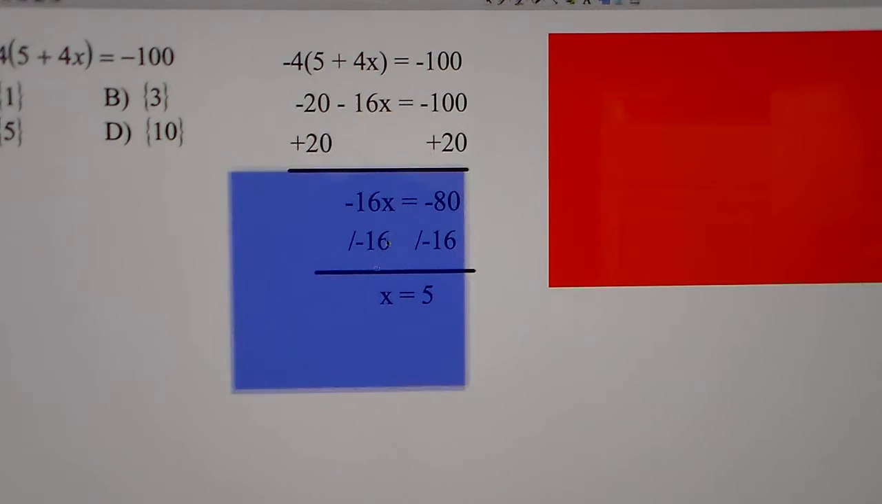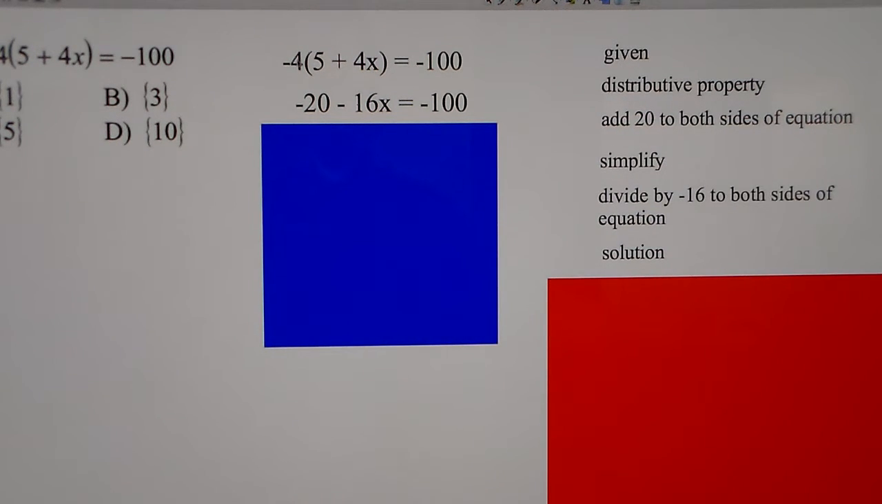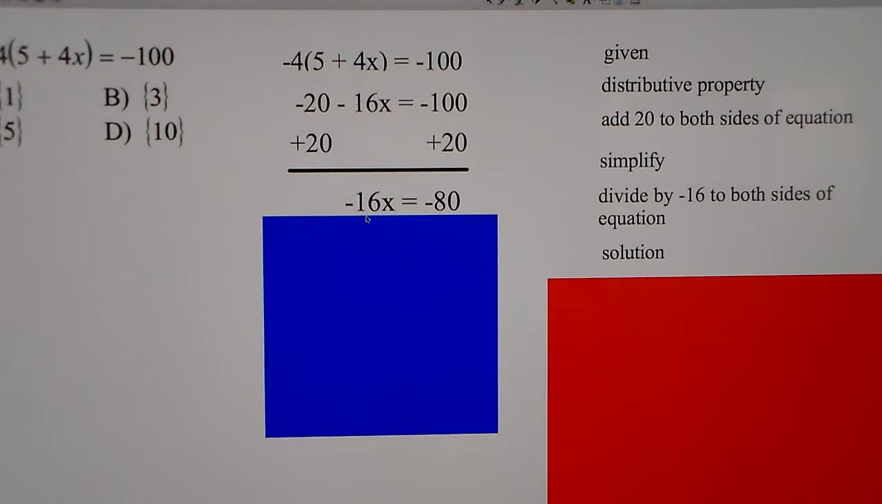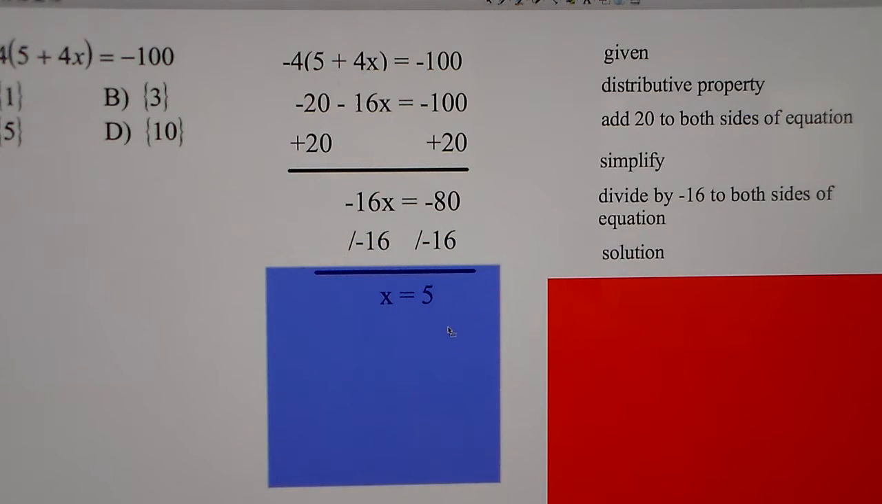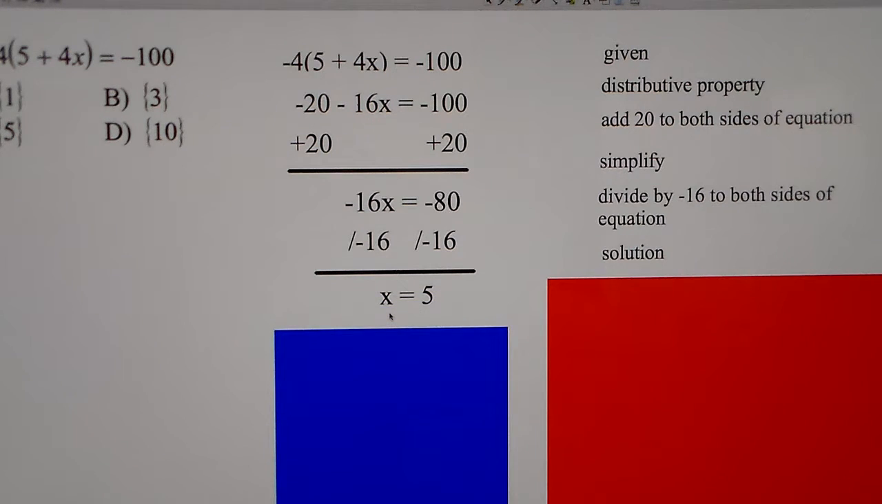Number 15. What we're first going to do is the distributive property. Negative 4 times 5 gets you negative 20. Negative 4 times positive 4x gets you negative 16x. And it equals negative 100. You then add 20 to both sides of the equal sign. So you get negative 16x equals negative 80. We then divide both sides by negative 16. And we get x equals 5.